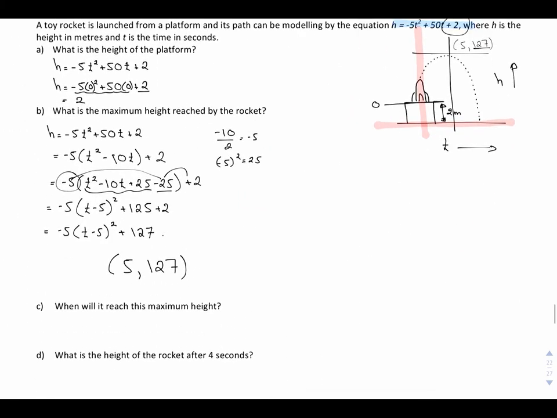So when does it reach this maximum height? Well, that's just the x-coordinate of the vertex, which in this case is 5 over here. So that's 5 seconds. So the maximum height, by the way, is 127 meters.